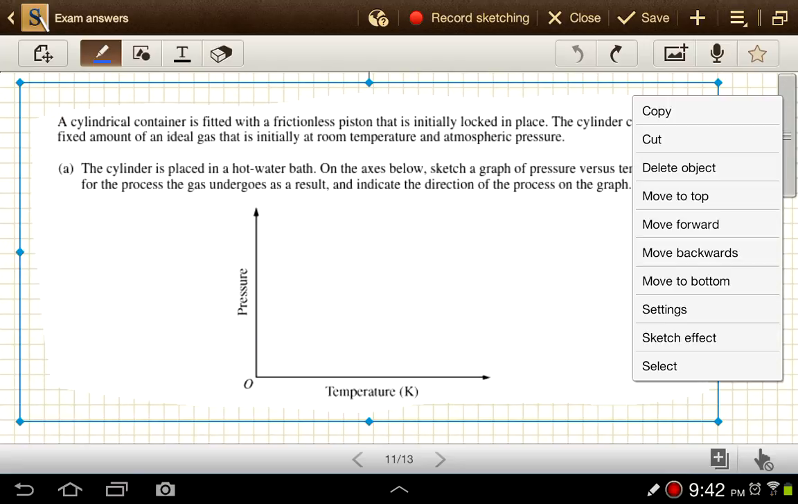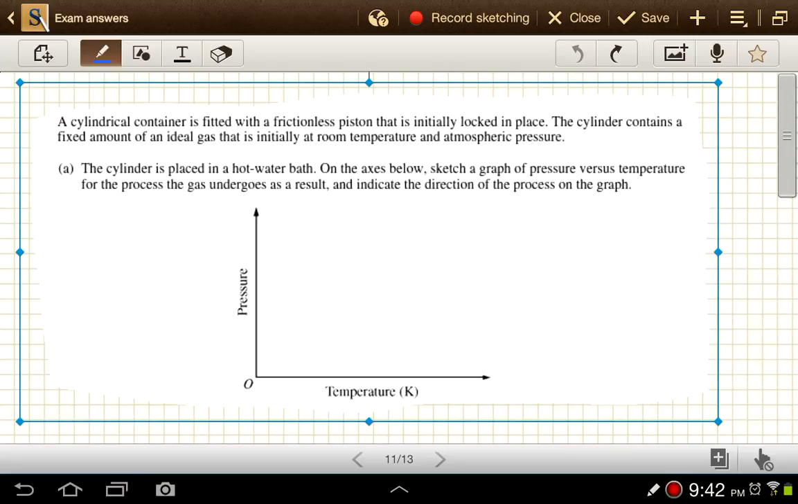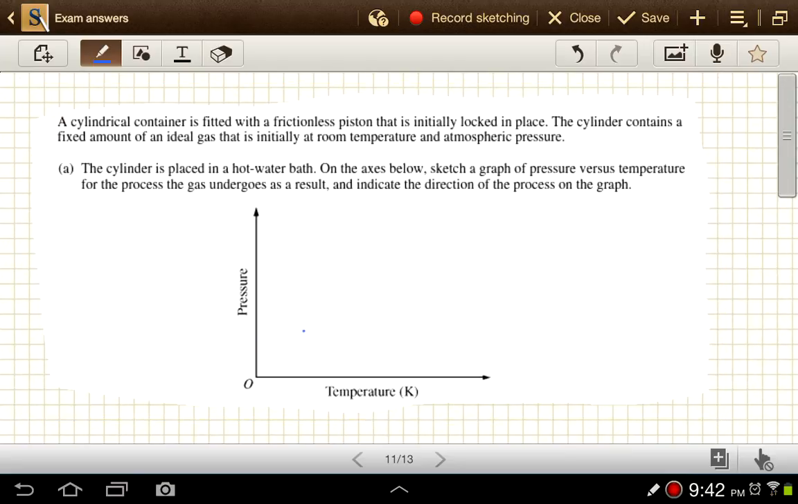Now, very important that this point is not at 0, 0, because room temperature is certainly not absolute 0. Atmospheric pressure is certainly not 0 in any units. So we need to show that that's not starting at 0. And then the next piece we have is that we heat this thing. It warms up because it's in a warm water bath.